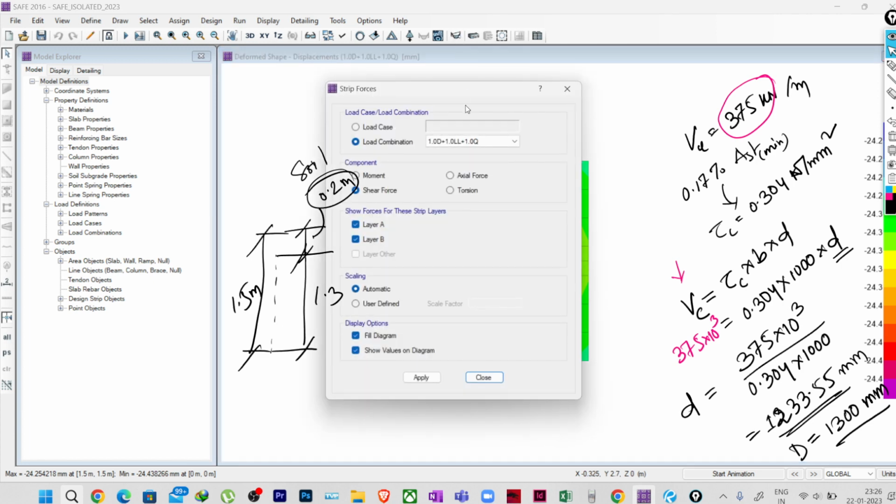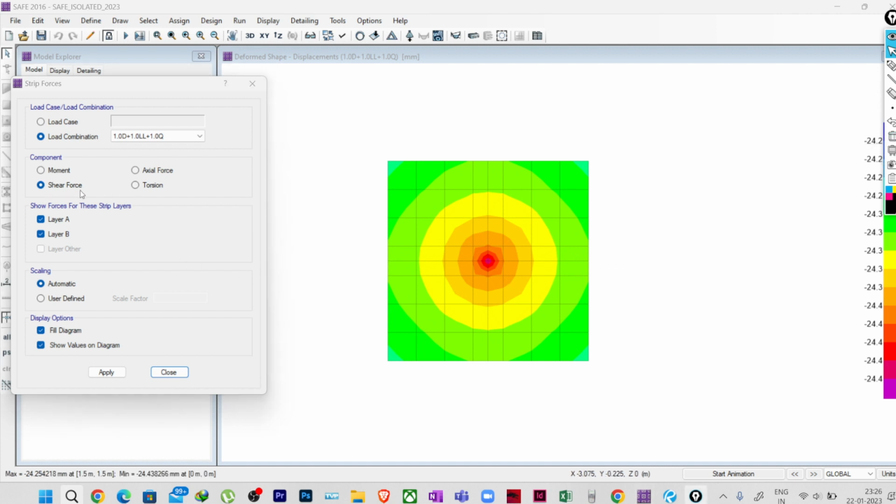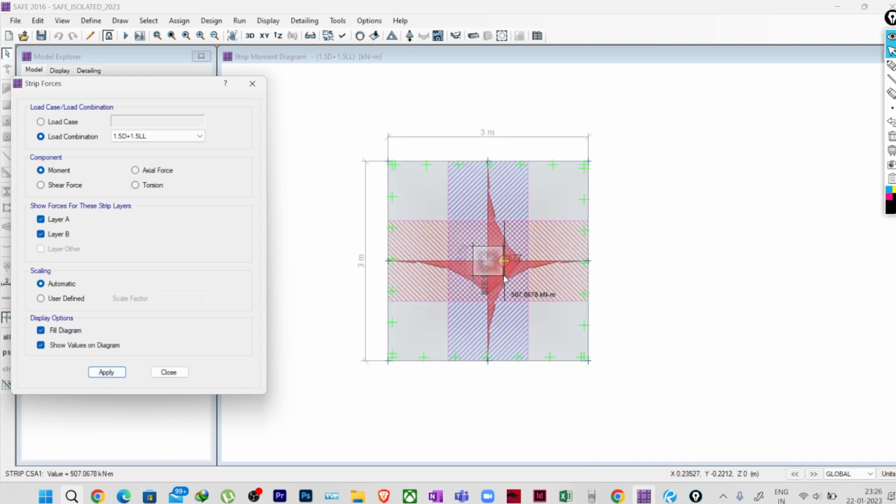So I'll just click on this strip forces. I will remove all these things, okay? And rather than seeing the shear now, first of all I'll see the moment. I'll change the design combination. I'll click on apply, and if you see the face of the column in this direction, the moment we are getting is 515.1695, and for this vertical direction we are getting 508, and here also 509 something. Okay, so you can say that it is around 510 to 515.